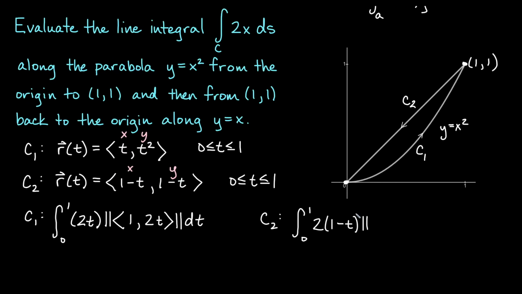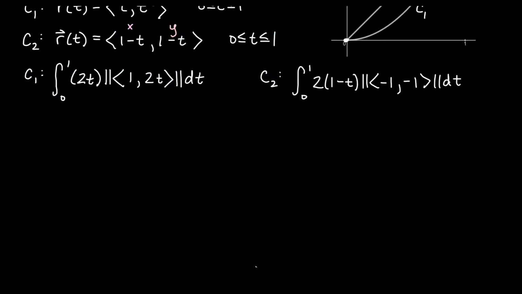So the derivative of 1 minus t is going to be -1. And the derivative of 1 minus t again is going to be -1 again. So that will be the magnitude that we find and help us integrate there. Okay, let's go ahead and go back to our first curve now. Let's go ahead and find our magnitude.